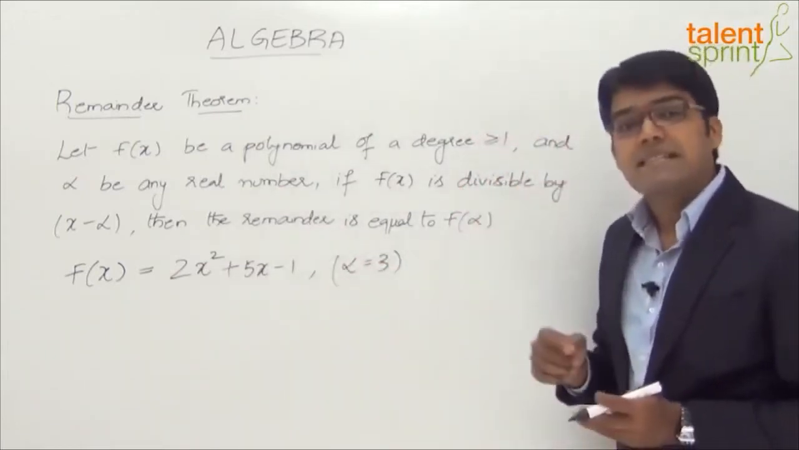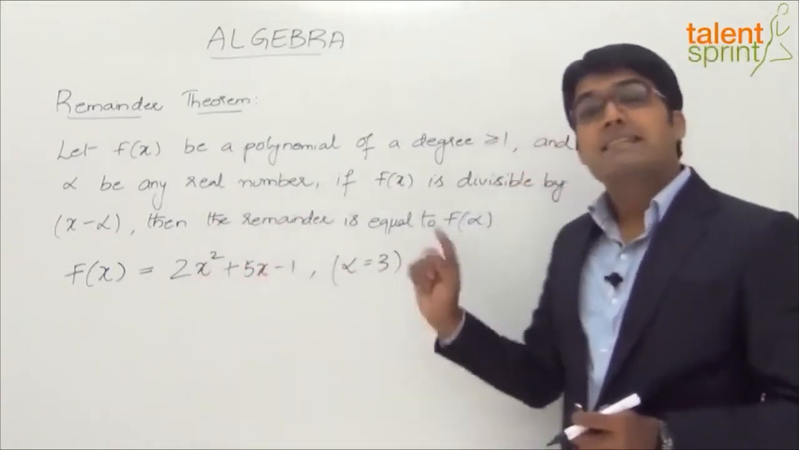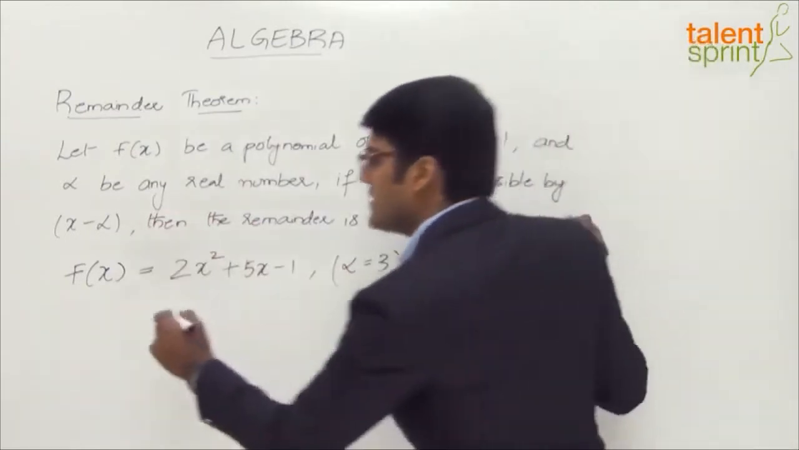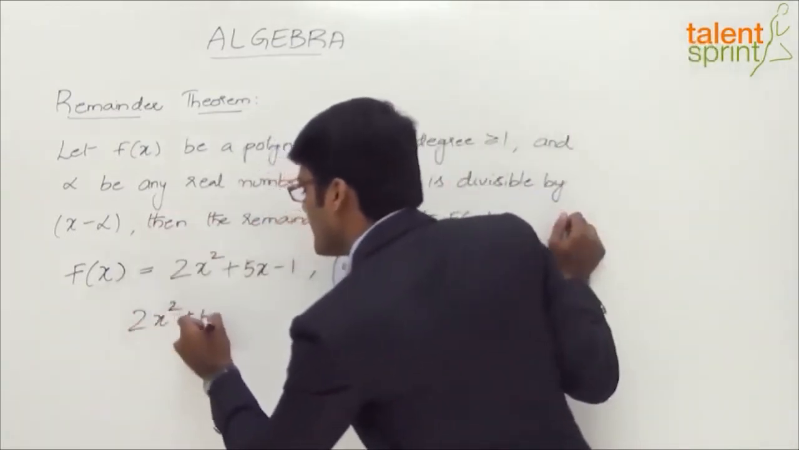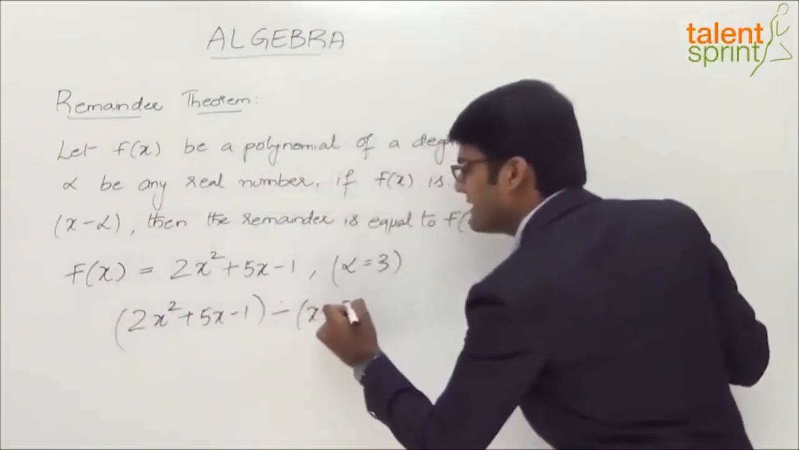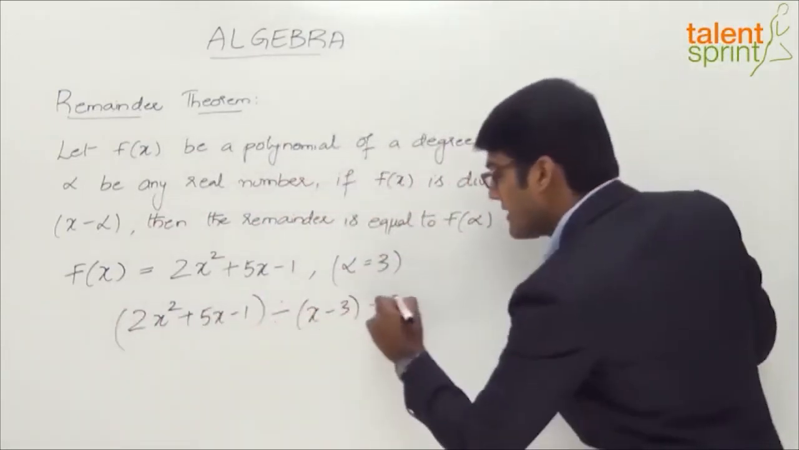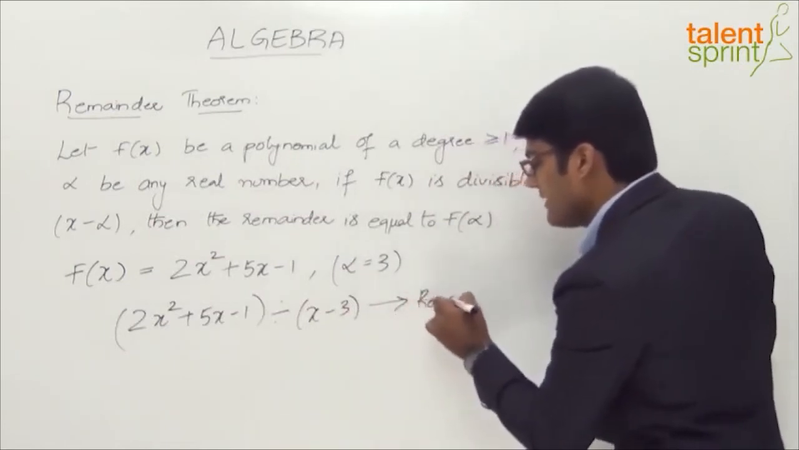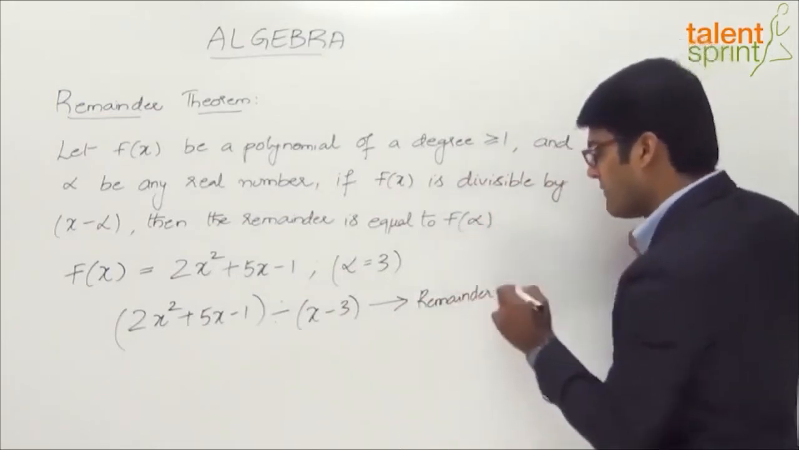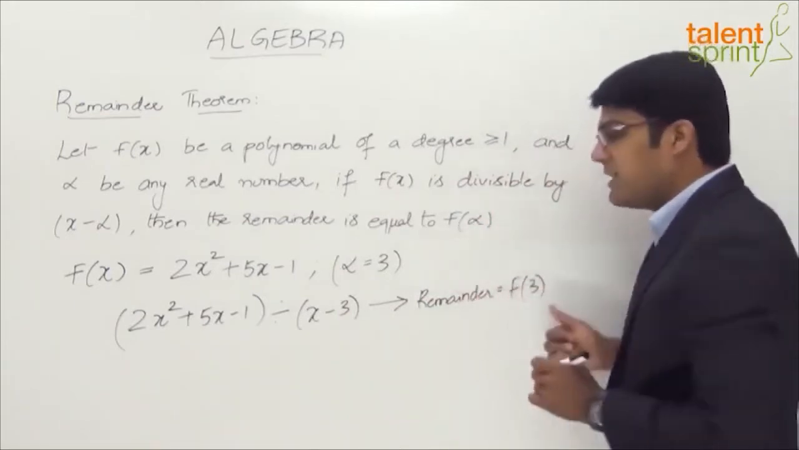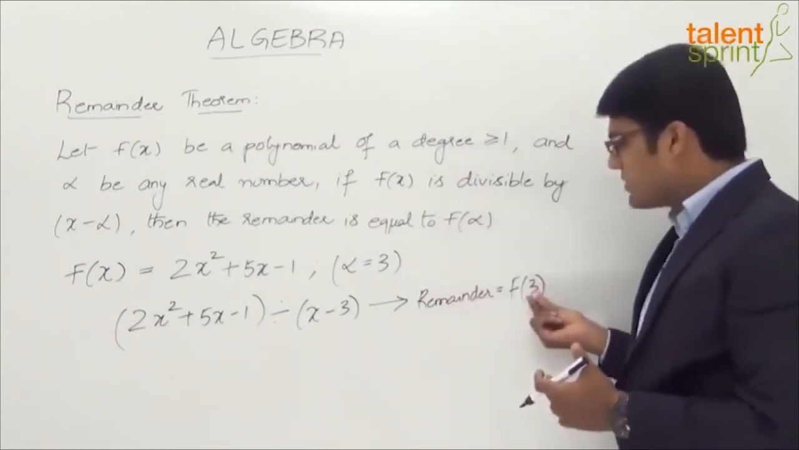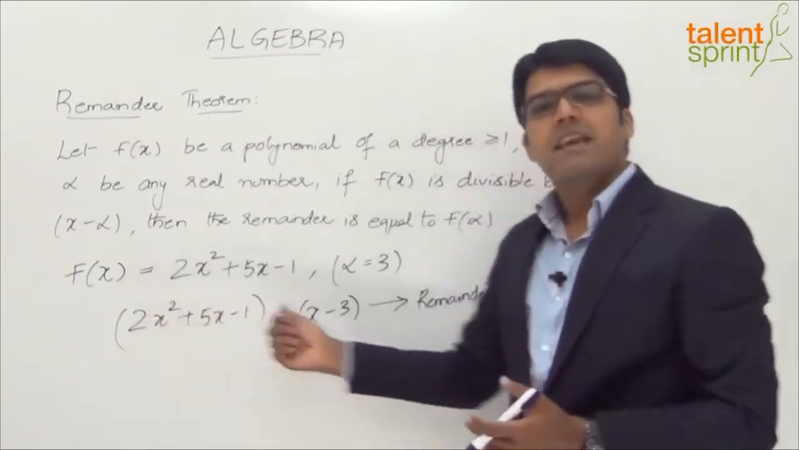Now the theorem states that when this polynomial is divided by x minus 3, x minus alpha, the remainder is going to be f of alpha. So what happens? You divide 2x squared plus 5x minus 1 by x minus 3. What is the remainder? The remainder will be f of alpha, f of 3. As you see here, we do not have to do the long division to find out what the remainder is. We can simply substitute 3 in place of x and get the remainder.